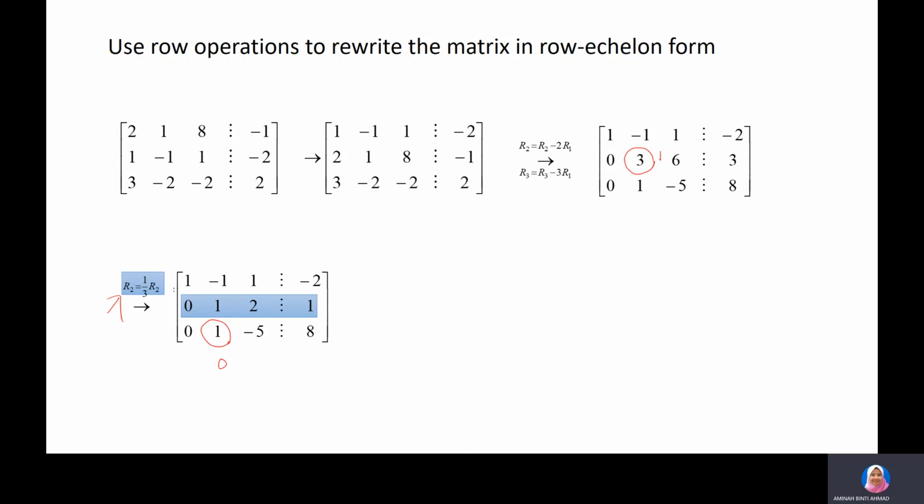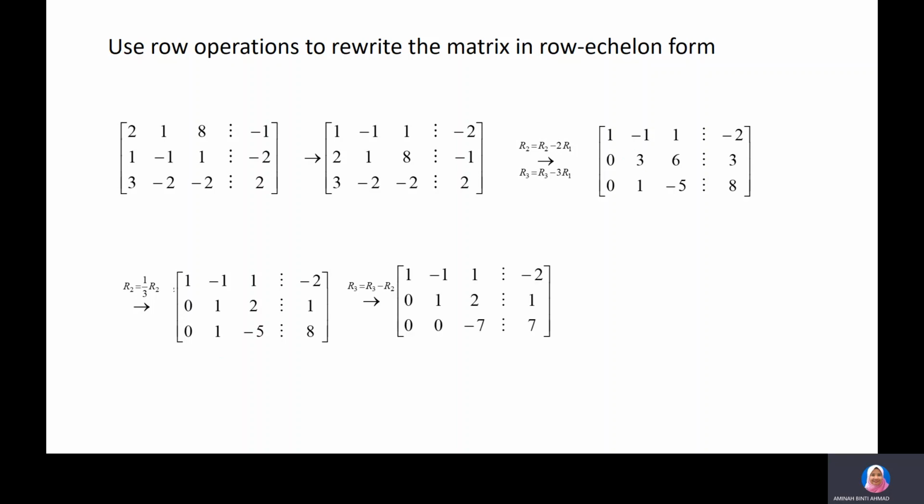Okay, so next we will make sure this is equal to 0. So we'll look at row 3. So row 3 minus row 2, and you can get the answer. And then last, we have to make sure this is equal to 1.